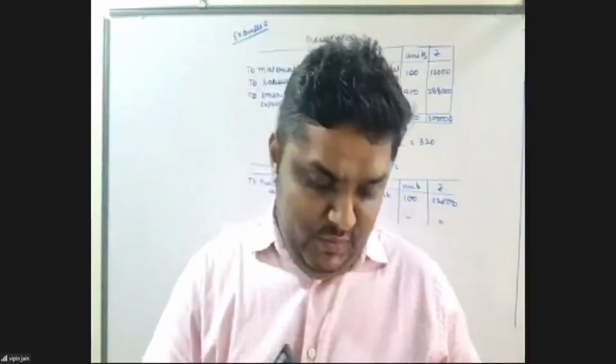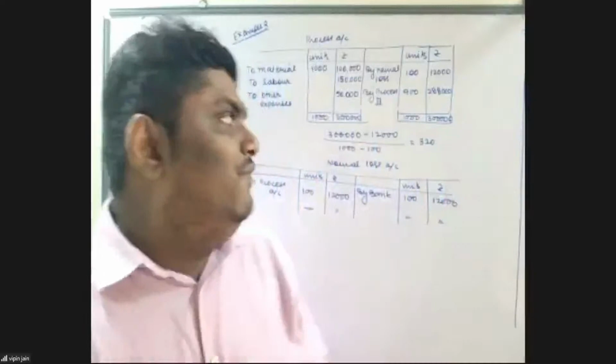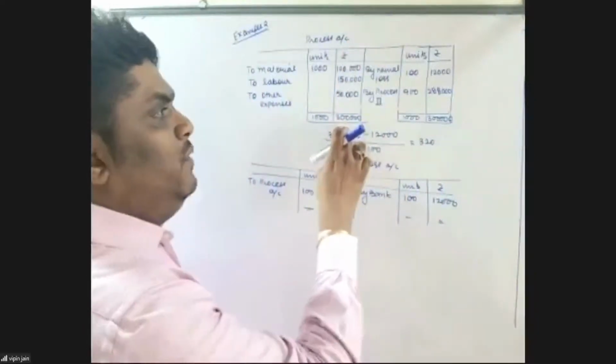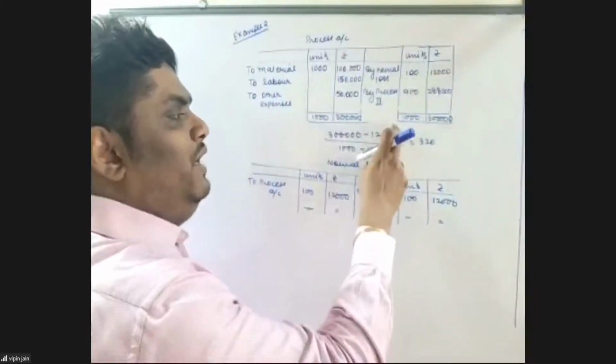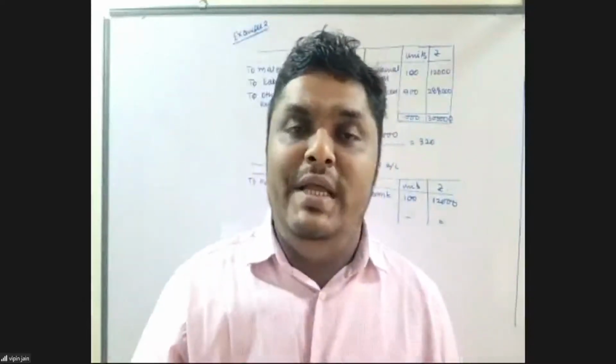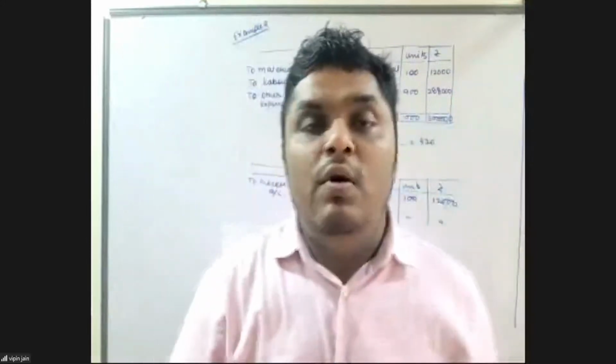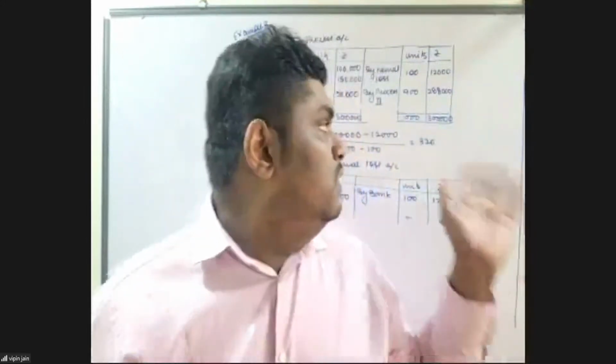I hope after this question you guys are thorough with the concept of normal loss. Again, the formula is same, that is the total process cost minus scrap value realized. So the net cost of the process is how much? 2,88,000, and my output is how much? 900 units. So the cost per unit of output is how much? 320.